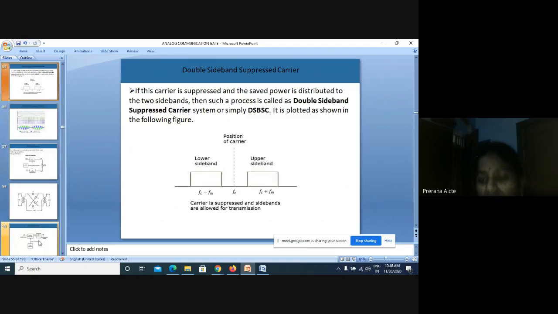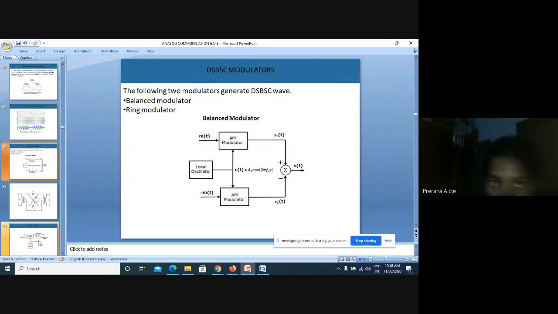So next, I'll just give a glance regarding the generation and then demodulation techniques. Your DSBSC signal is generated by using balanced modulators and ring modulator. These are the two techniques which we use for generating your DSBSC signal. In the balanced modulator, we are going to make use of two AM modulators. M of t is multiplied with C of t, whereas here minus M of t times C of t. So we'll get S1 of t, S2 of t, then we'll get S of t.